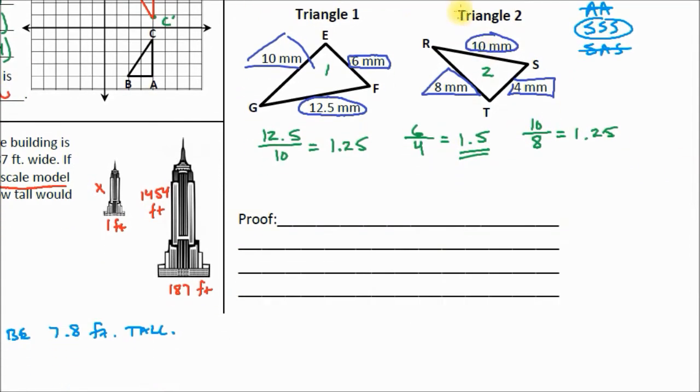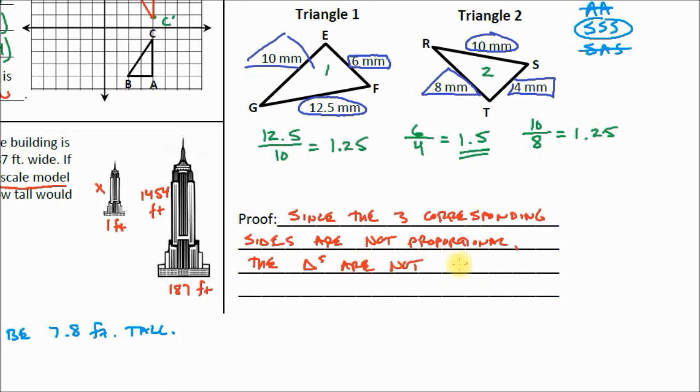So what we can write for our proof is, since the 3 corresponding sides are not proportional, the triangles are not similar. I just thought of something here, class.